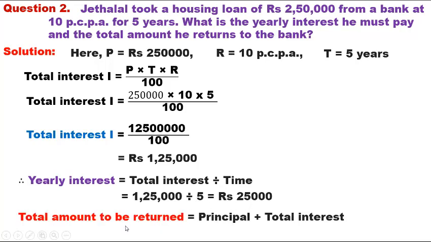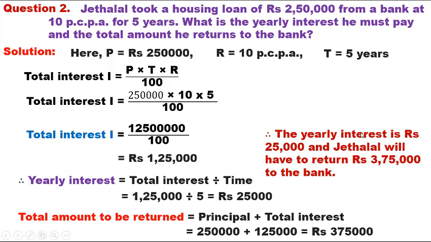Total amount to be returned is equal to principal plus total interest. Principal 2,50,000 plus 1,25,000 is equal to 3,75,000 rupees. Therefore, yearly interest is rupees 25,000 and Jethalal will have to return 3,75,000 rupees to the bank.